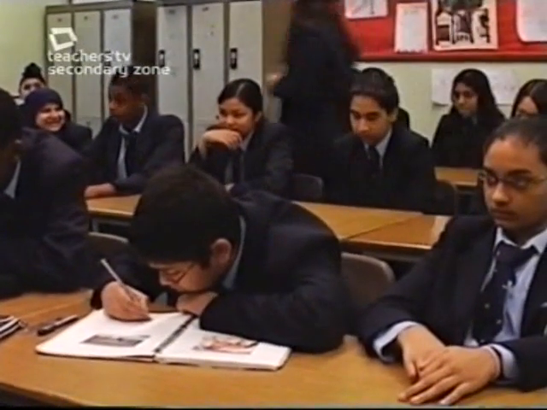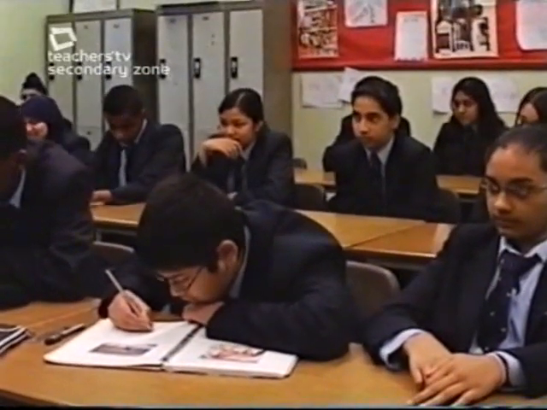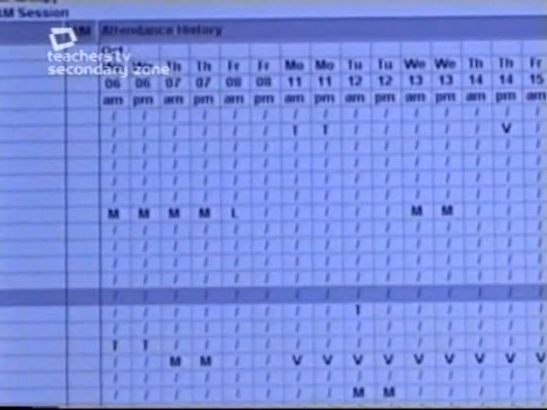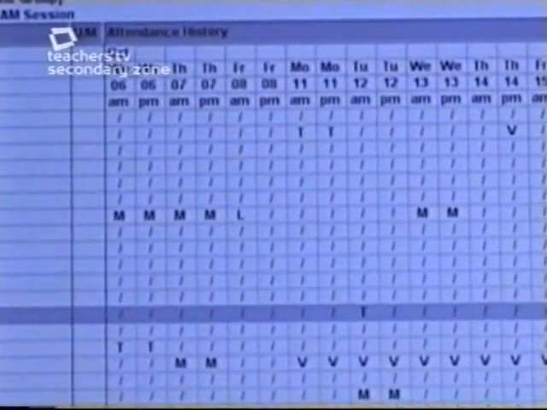What it allows me to do is take 5 periods a day, 5 registers, electronically send the information to the office. If there are any discrepancies in absences or students not turning up from one lesson to another, it can be picked up straight away. It's also a good way of monitoring trends in absences and understand maybe why they're not turning up on certain days.